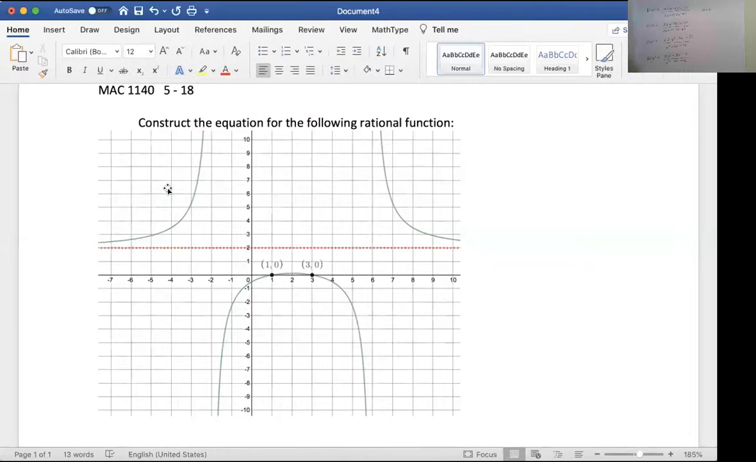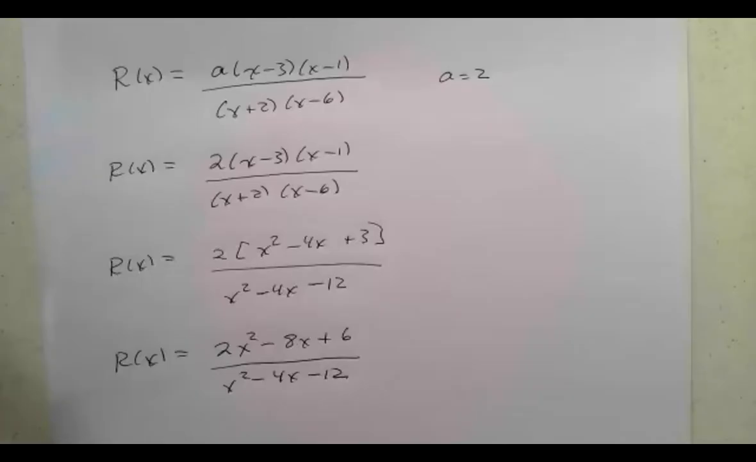Let's take a quick look at the other page first. Again, vertical asymptote at -2, vertical asymptote at 6, horizontal asymptote at y equals 2, x-intercepts at 1, 0, and at 3, 0. So back to Desmos we go.